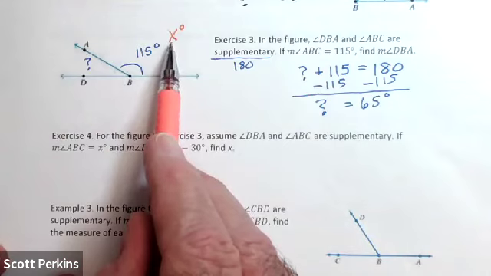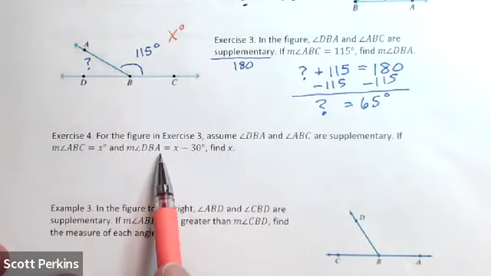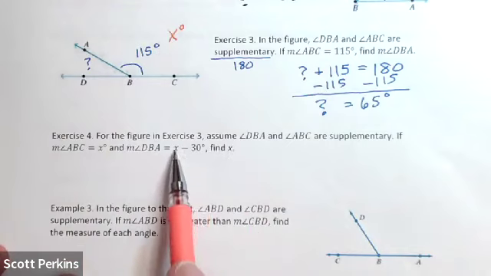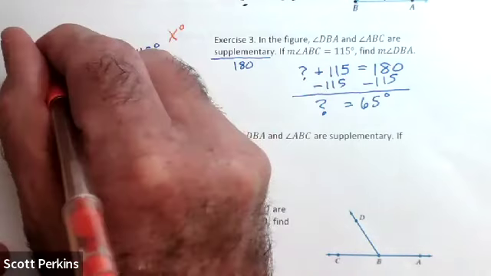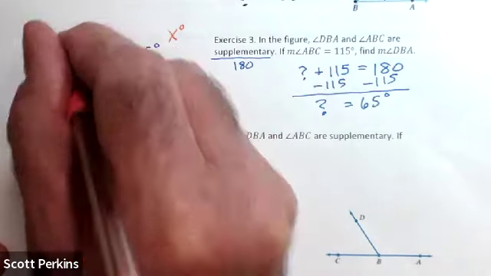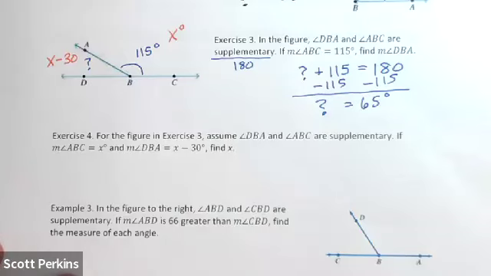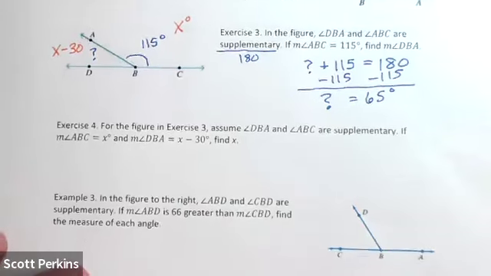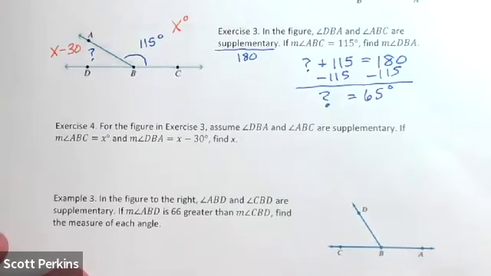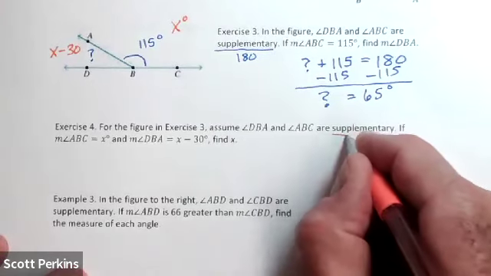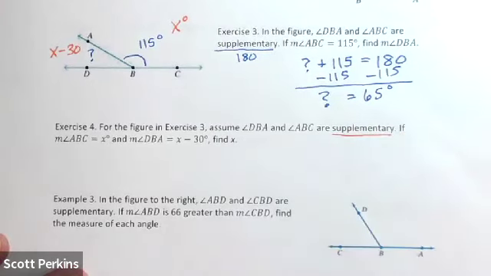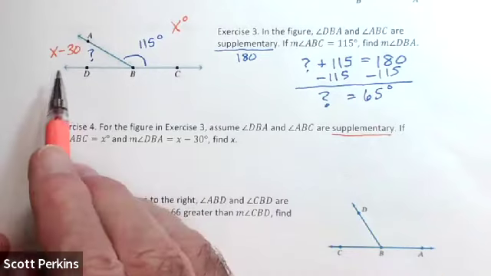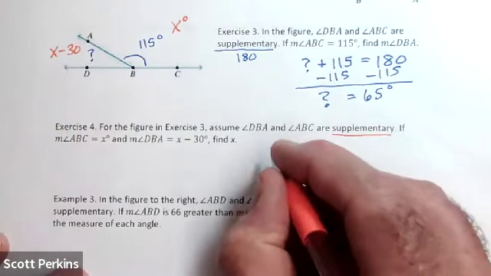Are you with me so far? And then DBA, the other angle, is whatever X is minus 30. So I'm going to come over here and say, okay, X minus 30. Then the way I attack this problem is like this. I say, okay, I was told these two angles are supplementary. Supplementary means they add up to 180. So here's what I'm going to do. I'm going to say, okay, the first angle, the small angle, is X minus 30.